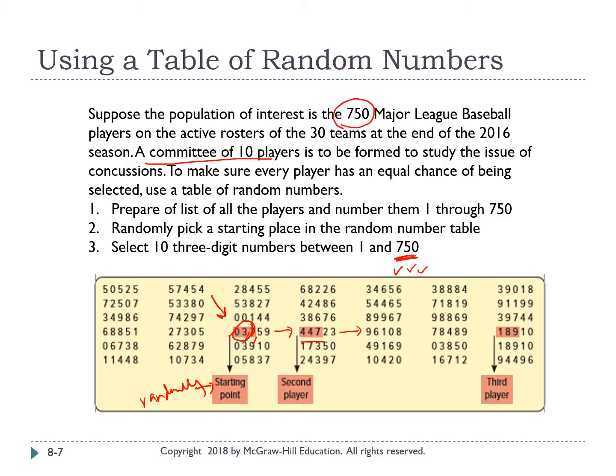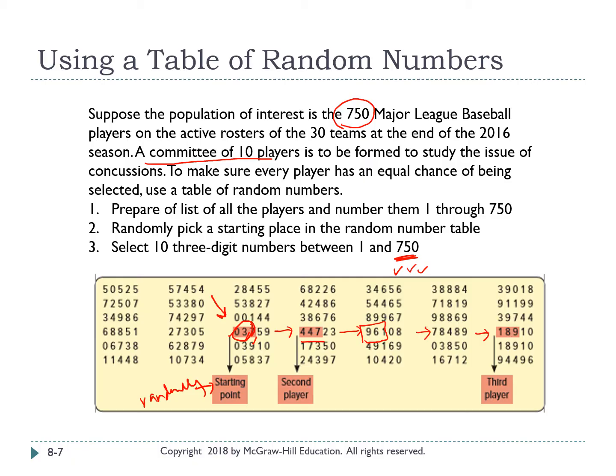Why didn't you choose this number? Because if you select 3 digits, you have 961. The total population is 750, so 961 exceeds your total number of population. The next one also exceeds the population number. And the next one is player number 189. After this point, you can move up or you can move down. It's all up to you because you can do it randomly.